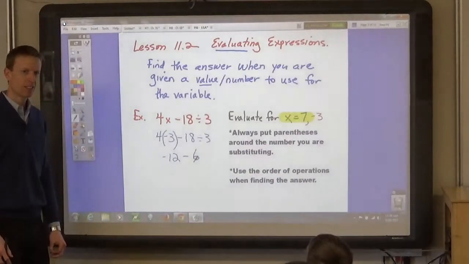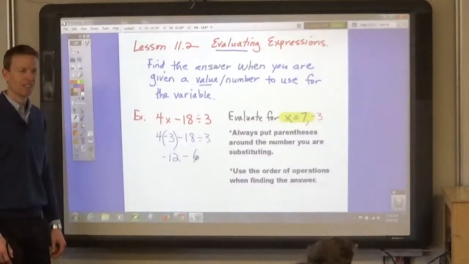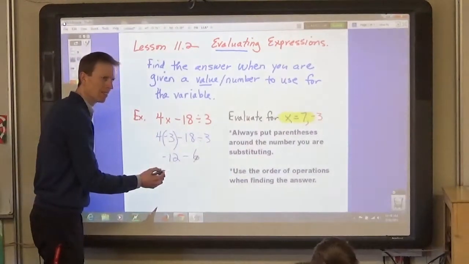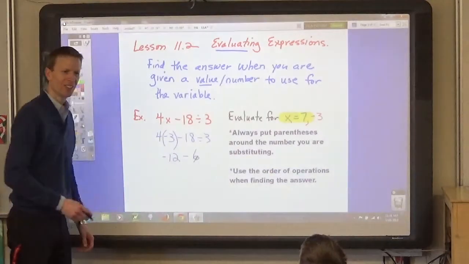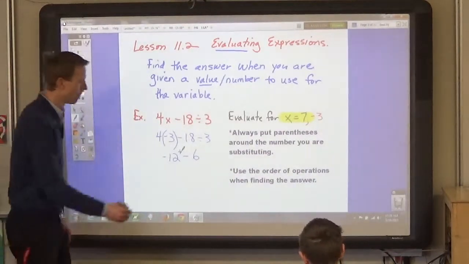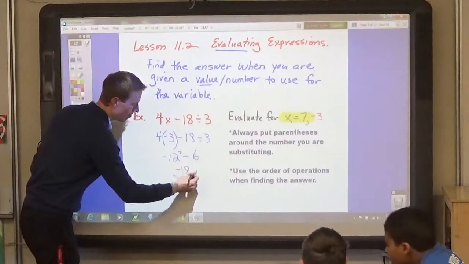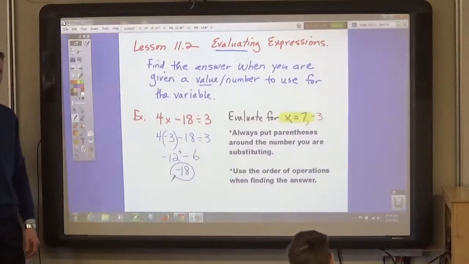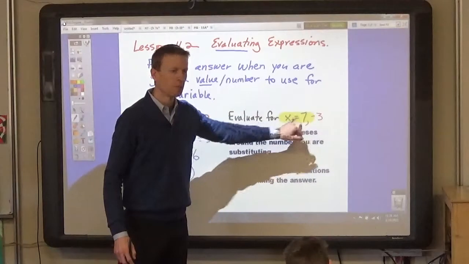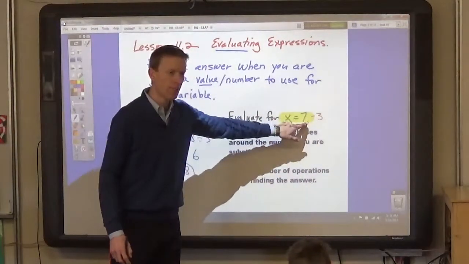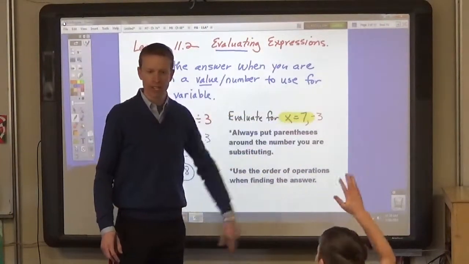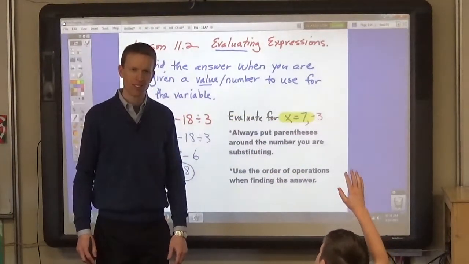Negative 12 minus 6. Is that negative 6? No, 6. No, it's 6. Negative 6. No, no. Negative 18. Negative 18. It's plus negative, isn't it? So it's negative 18. So the value is 22 when x is 7. The value is negative 18 when x is negative 3. Does everybody see that? Yeah.